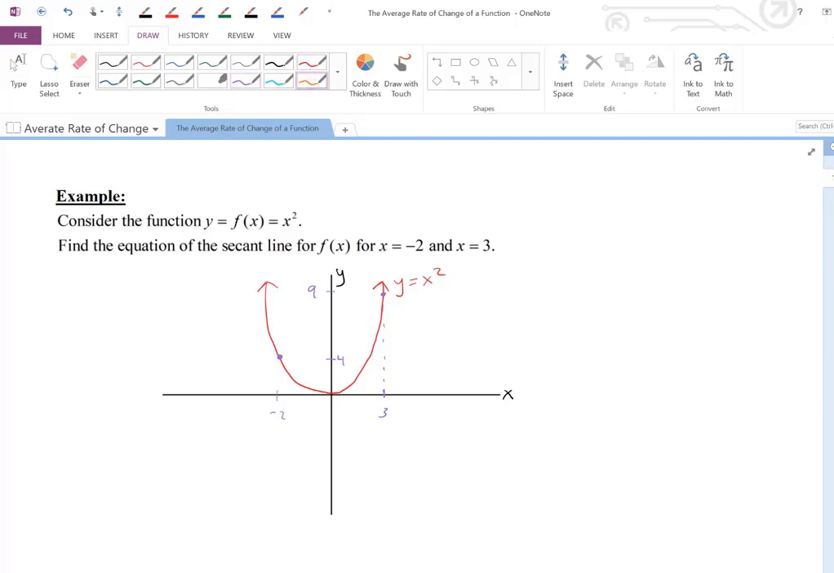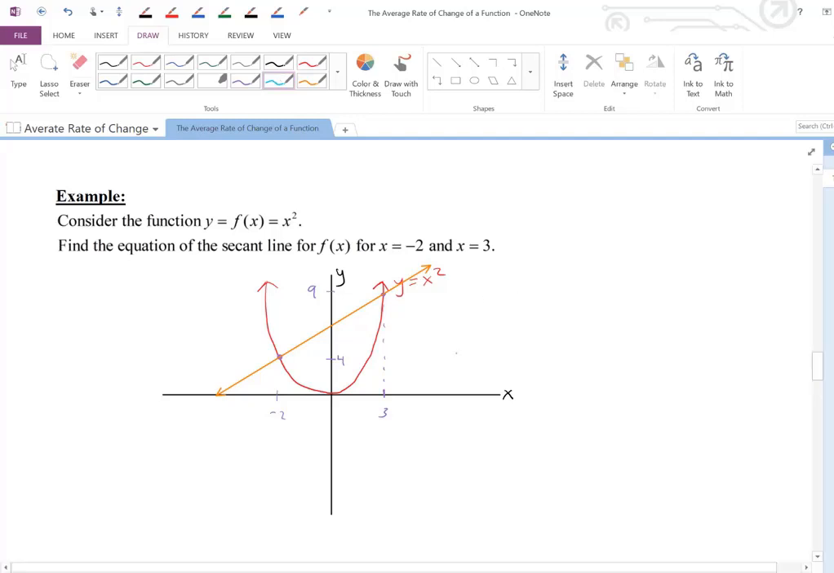Of course, now if you just connect the dots, we can draw the secant line. So this right here is just some particular secant line which happens to be passing through the points (-2, 4) and (3, 9) for the function y equals x squared. The question is, what's the equation of this line? And we probably should try to think about what the slope of this line is as well. Well, we're going to have to, because we've got to find the equation.